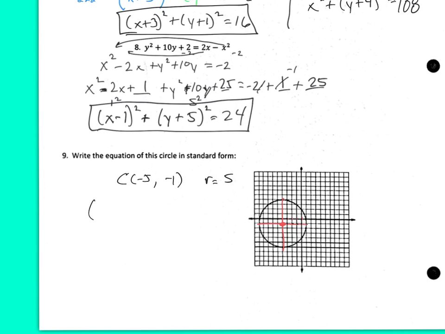So again, x, opposite of the x coordinate, quantity squared. Plus sign in the middle. Y, opposite of the y coordinate, quantity squared, equals r squared. Please do not write it 5 squared. Please square the number. So try the homework out, and we'll go over any questions the next time we come to class.